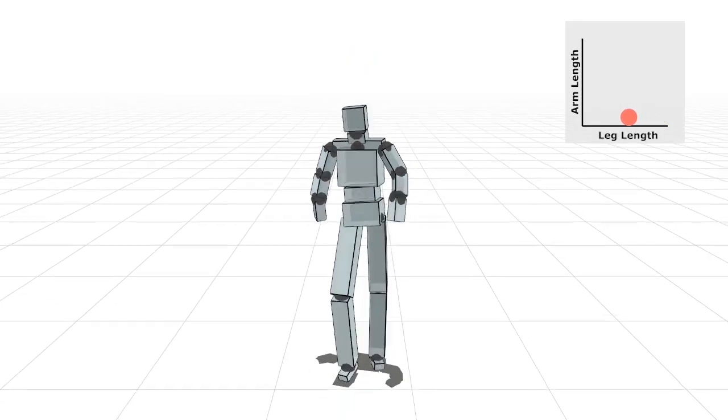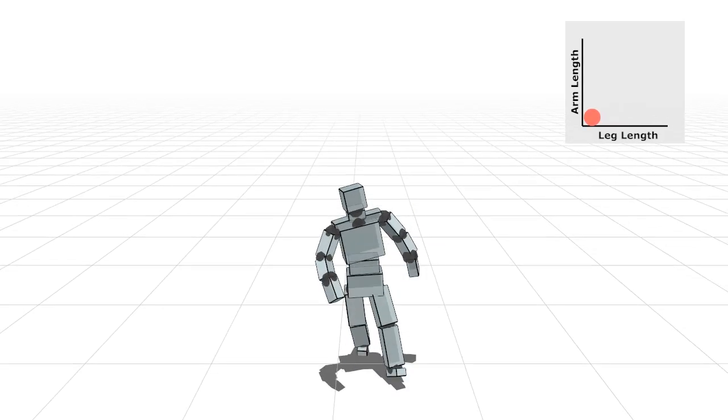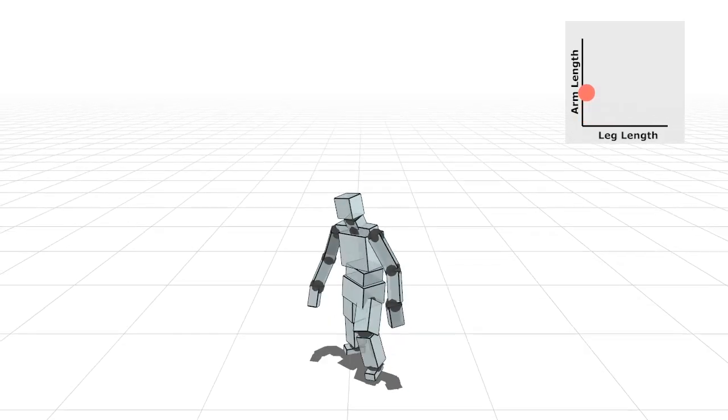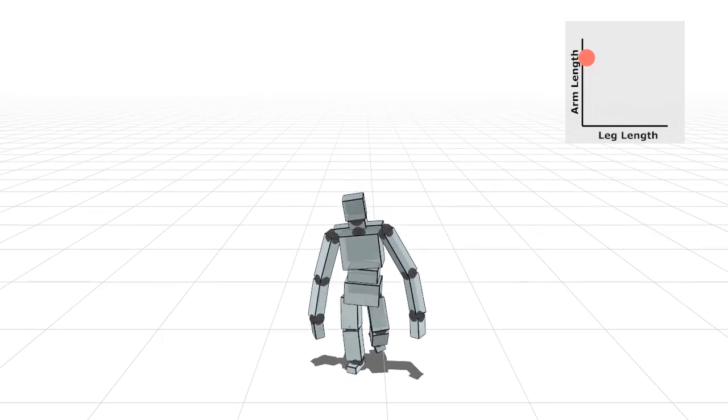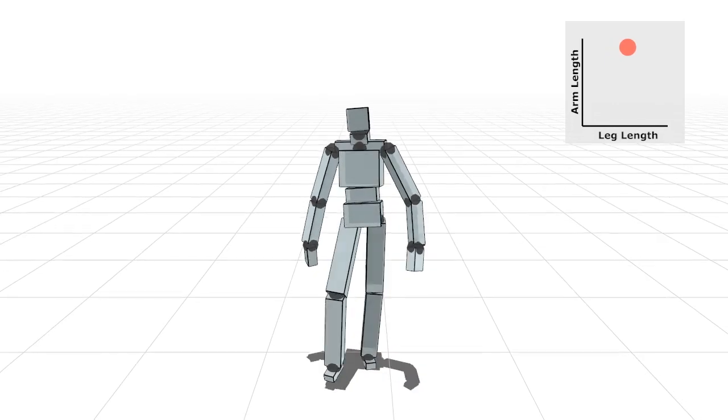Because our controller is learned using continuous variations of body shapes, we can change the shapes on the fly during the simulation. This is particularly challenging because the controller should be able to cope with the dynamic system that evolves according to the changes in the body shape.